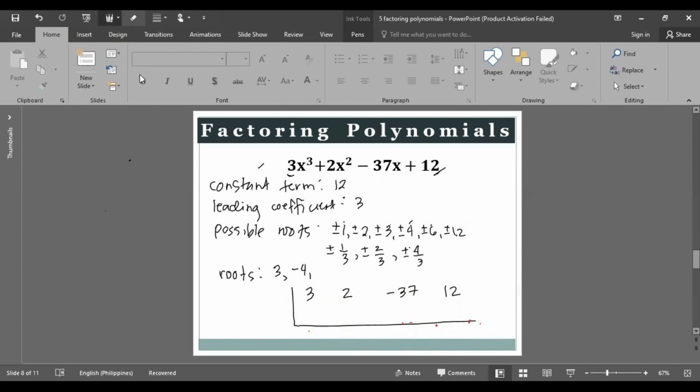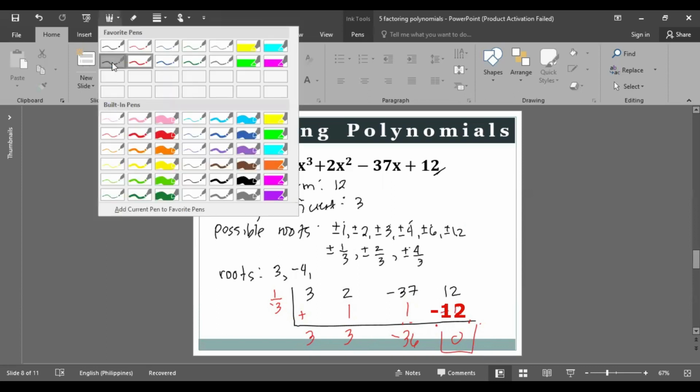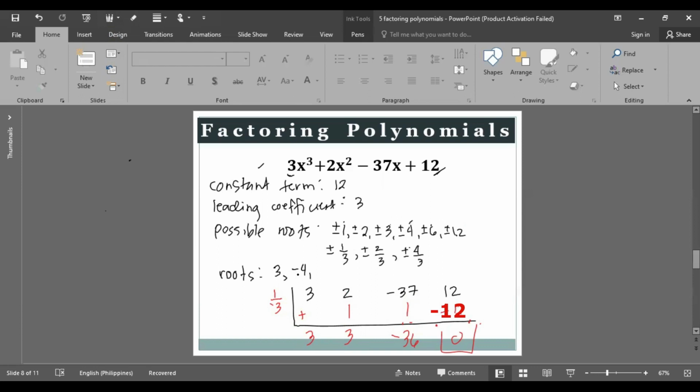To make it short, 1/3 is one of the roots of this polynomial expression. So, let's do it. Bring down 3. Multiply 1/3 by 3, we get positive 1. Perform addition, we get 3. 1/3 times 3 is 1. Negative 37 plus 1 is negative 36. Multiply it by 1/3, we get negative 12. And we get 0 as the remainder. So, kompleto na yung roots natin. We have 3, negative 4, and 1/3.